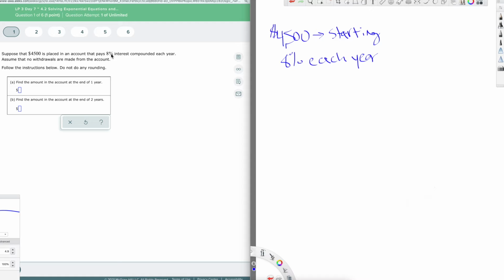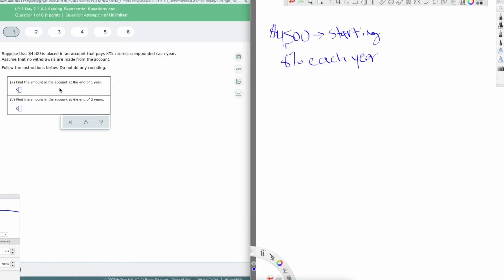Weekly would be 52 times, right? Because there's 52 weeks in a year. Monthly would be 12 times because there's 12 months in a year. So it depends on what words they use here. I think for this first one, they're going to be a little bit simple about it, and it's just going to be compounded each year. So we're going to assume that there are no withdrawals made in the account, and we're going to follow these instructions for these ones.